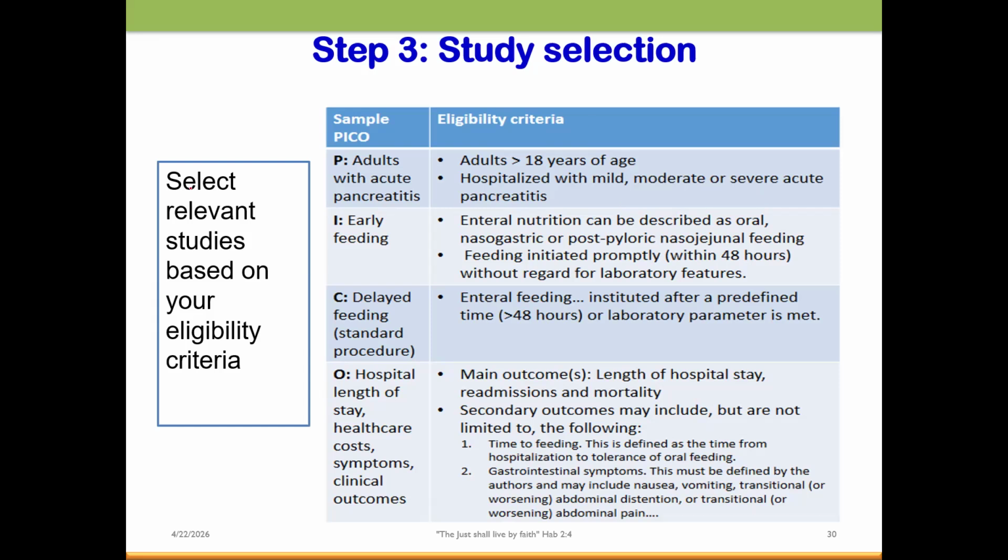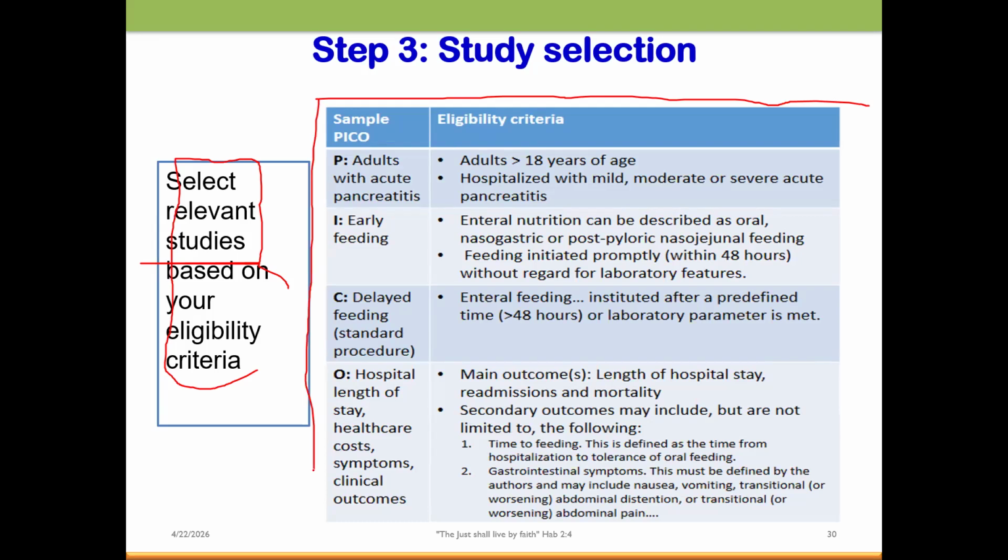Of course, step number 3, study selection. You need to select relevant studies based on your eligibility criteria. Not every study is relevant, so you have to specify your eligibility criteria, and those are the studies that you have to include. We've put a sample slide of how PICO can be used, especially if you want to select studies by highlighting, for example, what PICO talks about. This is, of course, for systematic reviews.